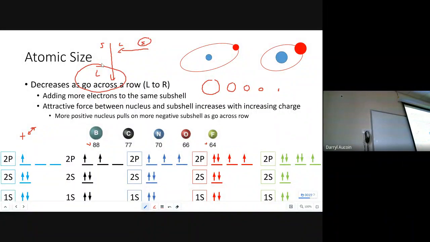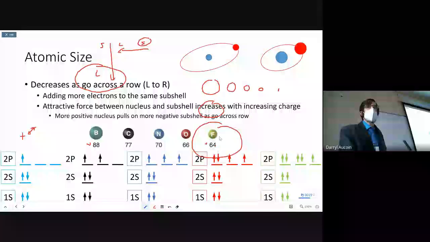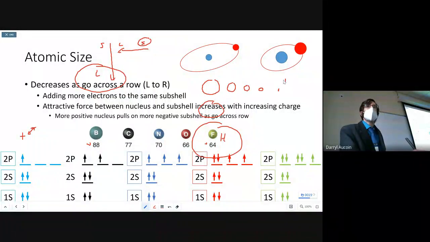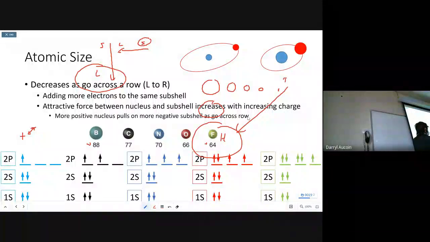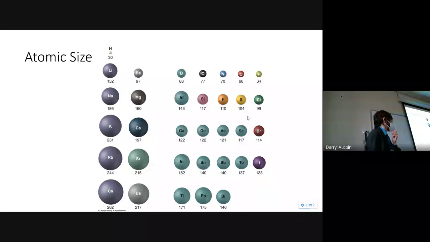The bottom left corner is going to be really, really big elements. Because if you're going from small to big, and then we go from big to bigger, this is going to be huge, and this is going to be really tiny. So the smallest elements end up being in the top right. The biggest elements end up in the bottom left. And that's all because of the electrons. As you add more and more electrons, you get larger and larger elements.